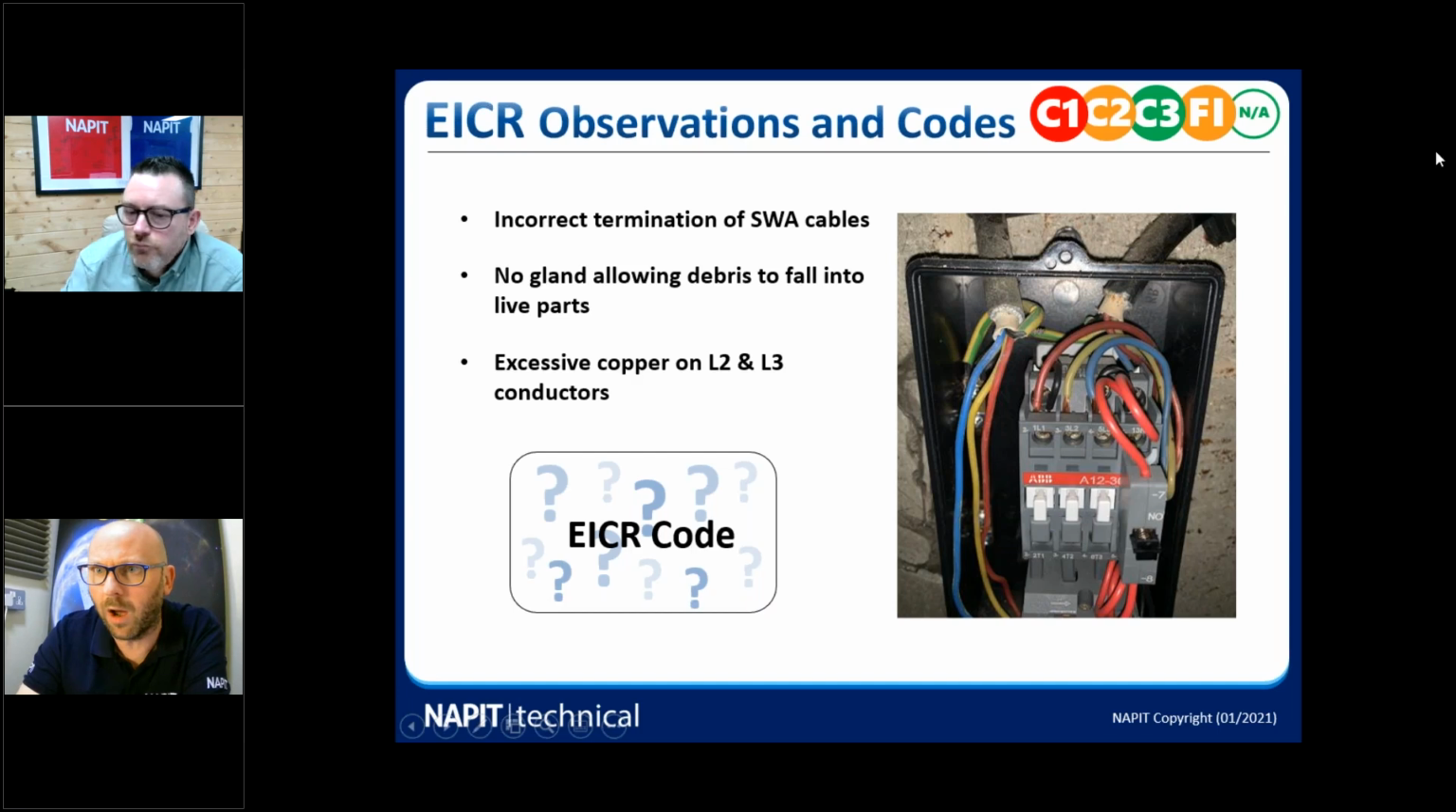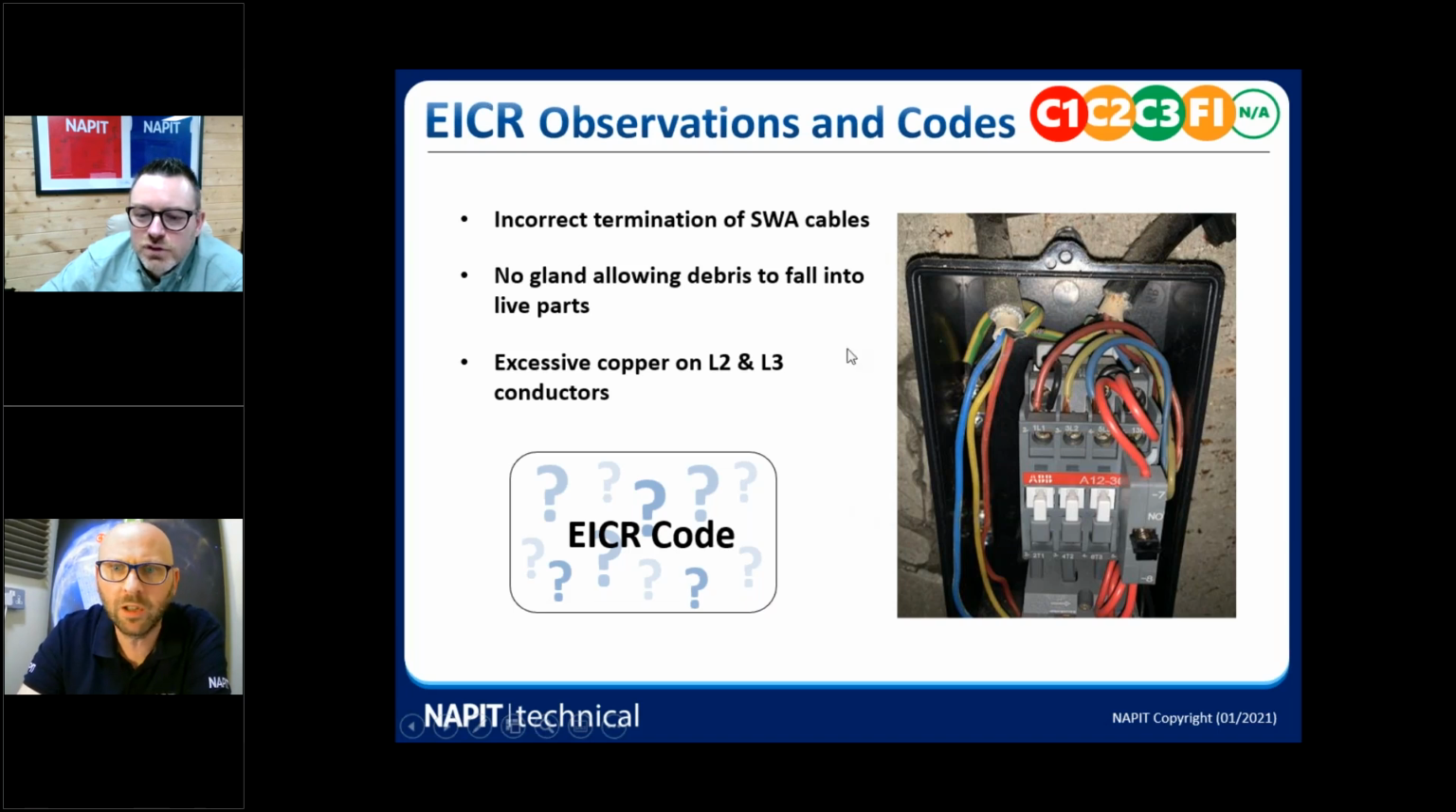So what have we got? Anything coming through, Frank? We've got a code, some C2s, we've got C1. One thing to say about it, the cover was in place when it was inspected. Yes, we always have to say that in these presentations, don't we? Because people see it and they think the cover's missing, there's access to live parts, but that's not the case.